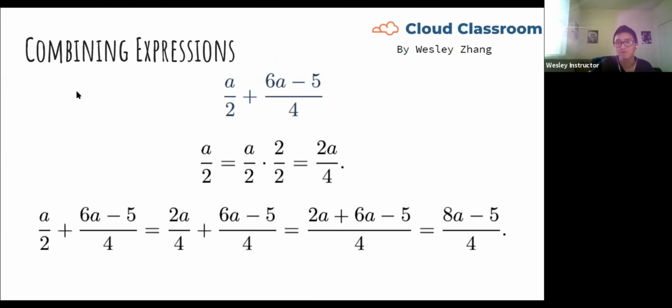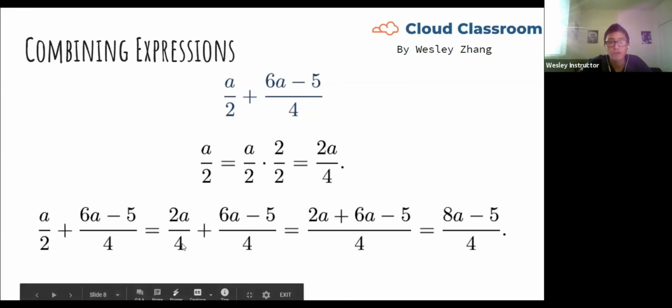All right, we have more: a over 2 plus 6a minus 5 over 4. We want to multiply a over 2 by 2 over 2 to get the same denominator. Same principle, same rules as adding fractions without any variables. So a over 2 times 2 over 2 becomes 2a over 4. It's the same thing as a over 2, but now we have a common denominator so we can add the fractions.